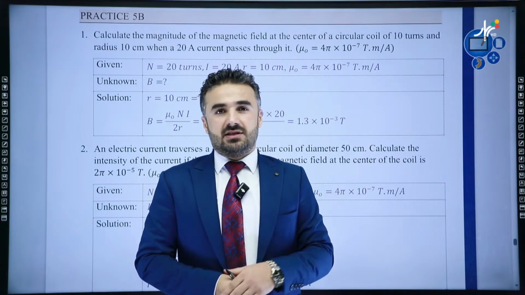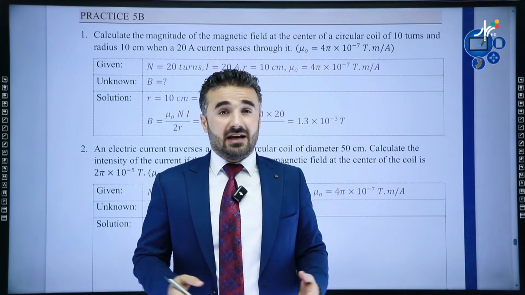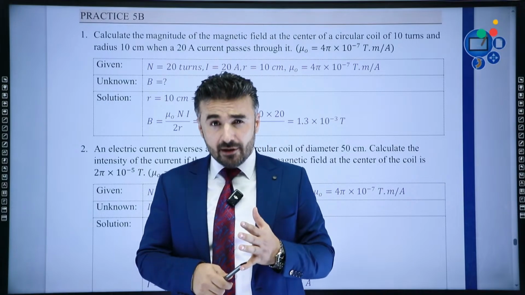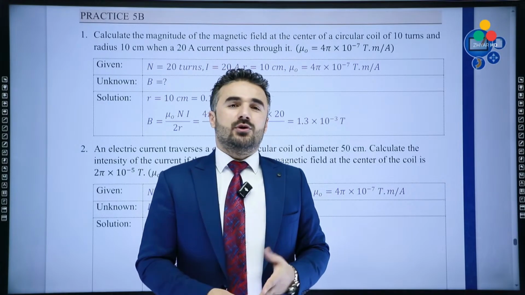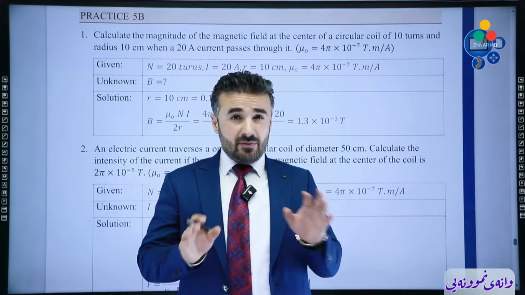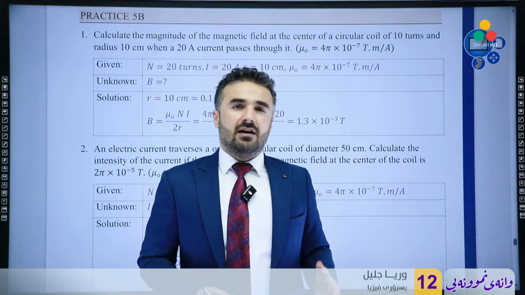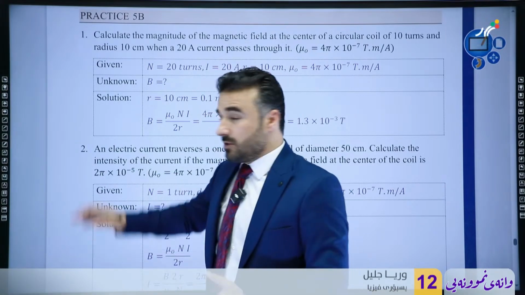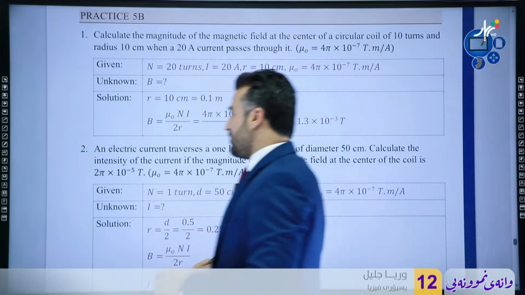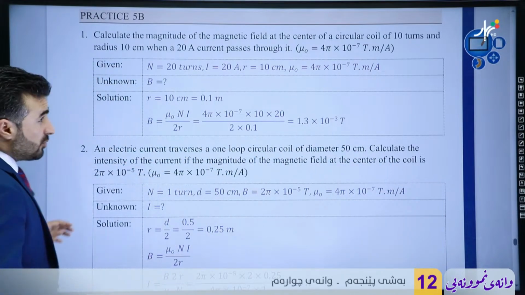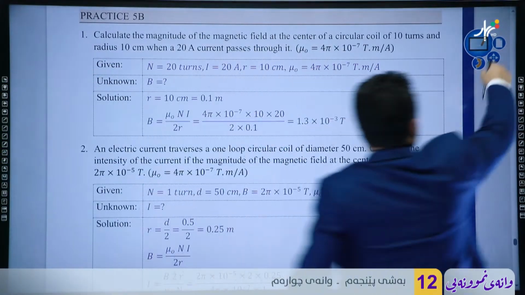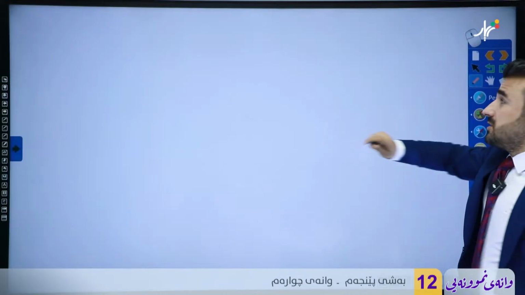In the previous video lessons, we talked about the strength of the magnetic field for a wire, for a coil, and later on for a solenoid as well. Let me remind you of the equations for finding the strength of the magnetic field. Then we will start solving some questions. But before that, let me remind you of a few equations, so that you know how we are going to use them.